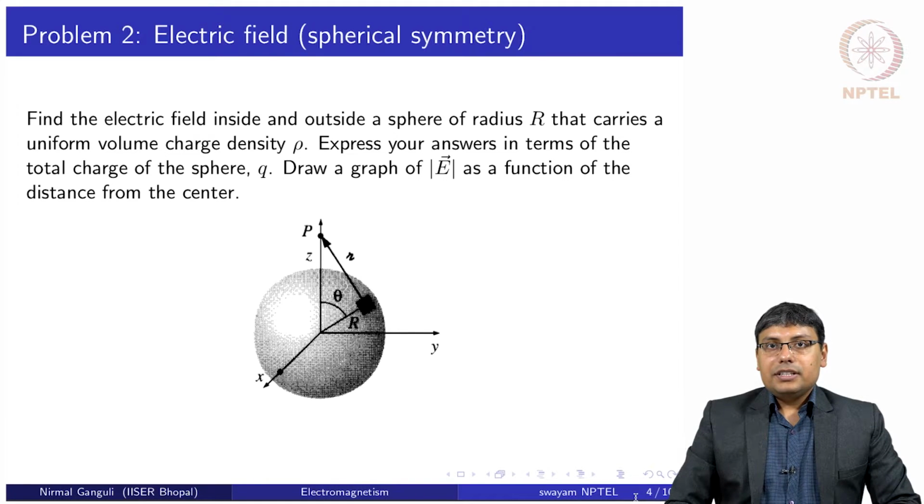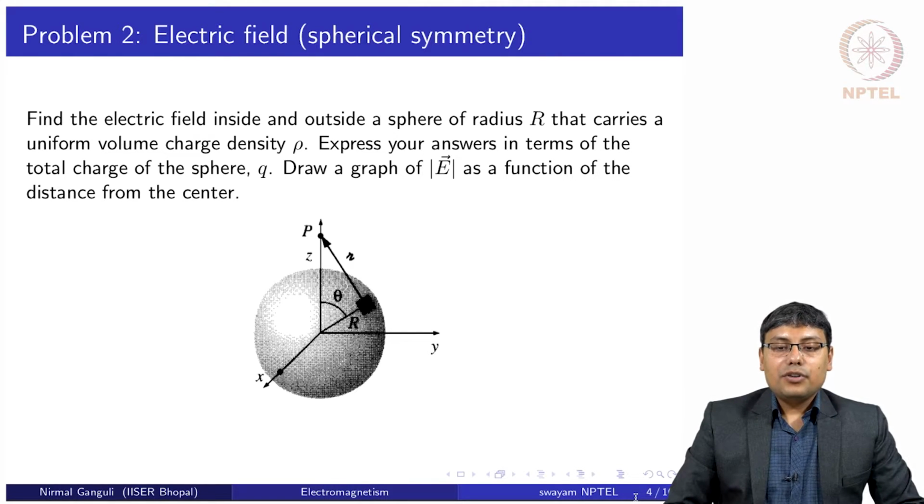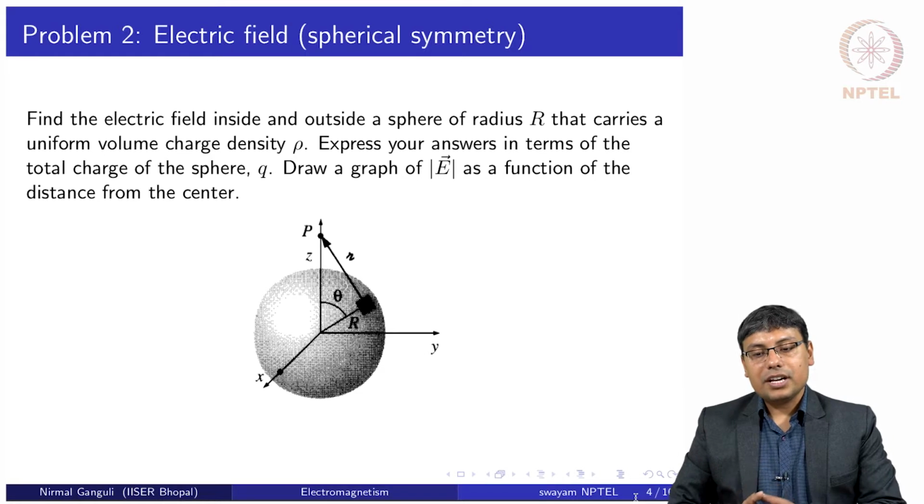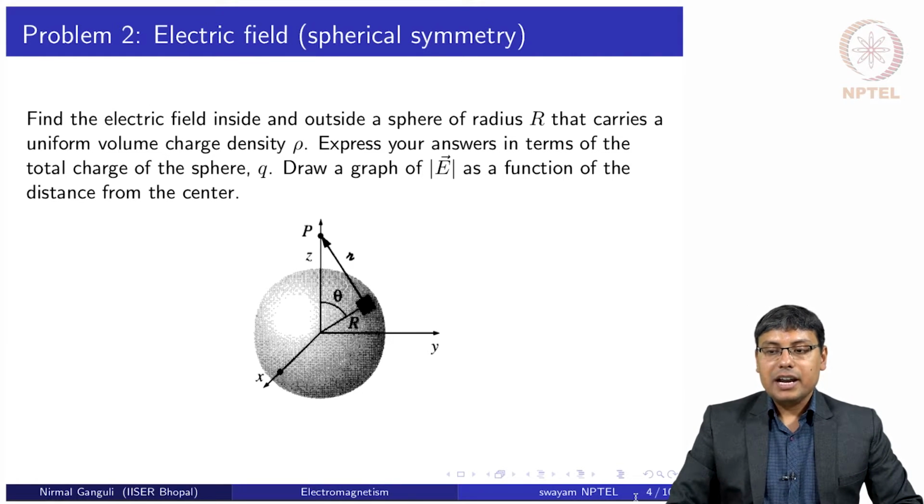Okay, after solving this problem with the Dirac delta, let us move on to finding the electric field in the presence of spherical symmetry. So, you are supposed to find the electric field inside and outside of a sphere of radius capital R, and this sphere carries a uniform volume charge density rho. Express your answer in terms of the total charge of the sphere. Let us assume that the total charge of the sphere is Q. And after expressing your answer in terms of Q, draw a graph of the magnitude of E as a function of the distance from the center.